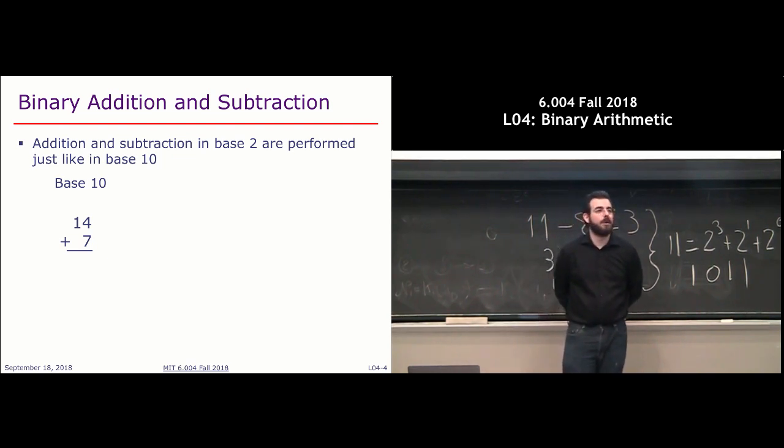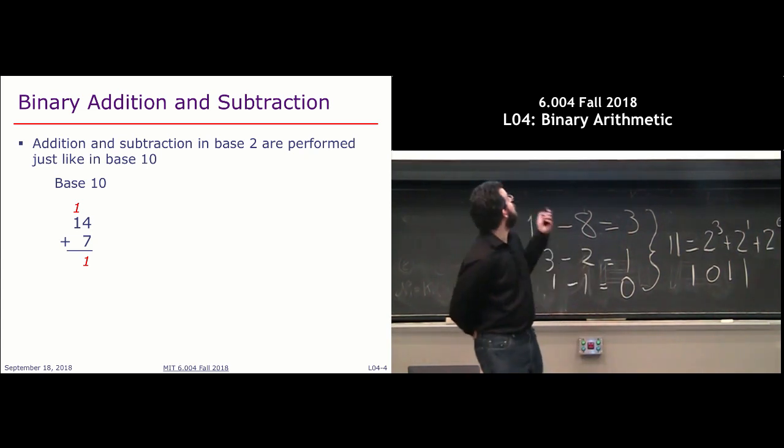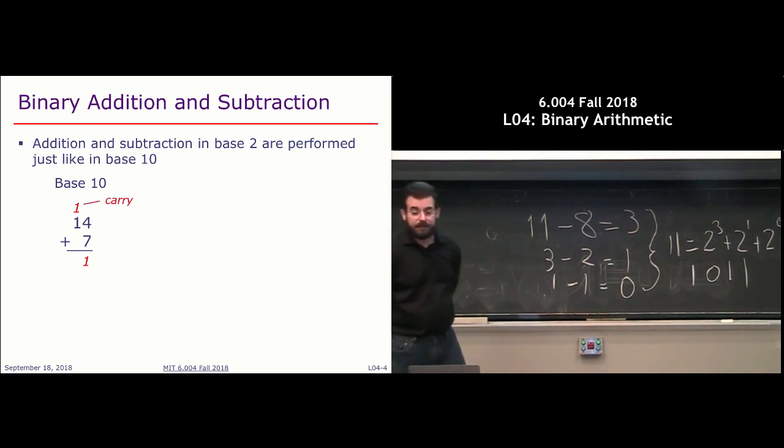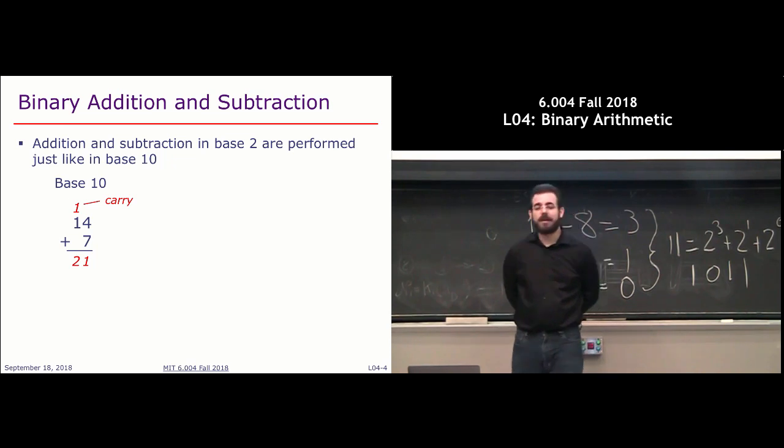You do 4 plus 7. You go digit by digit. So 4 plus 7 is 11. And so we carry 1. We call this a carry. And then we do 1 plus 1, 2. Right? So binary, same thing.